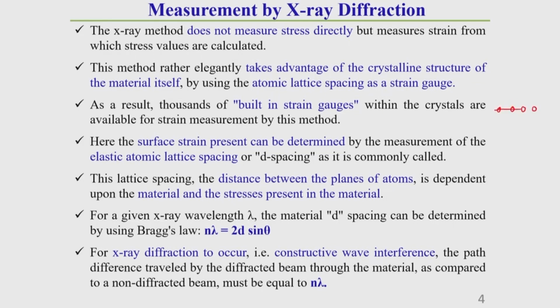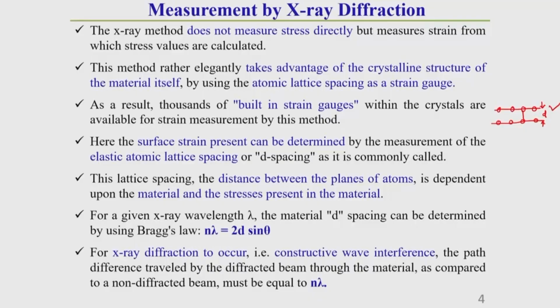Let us say this is one atomic layer, this is another atomic layer. By measuring this atomic layer spacing distance, from here to here, we can easily predict how much residual stress is available in the specimen. How it is done, I will discuss in detail in subsequent slides.